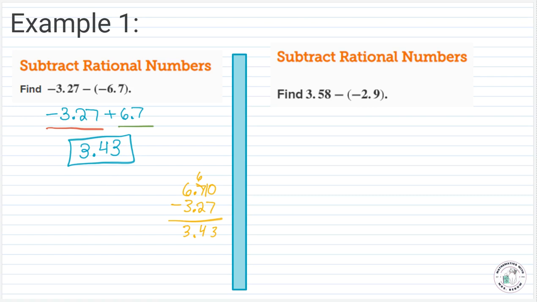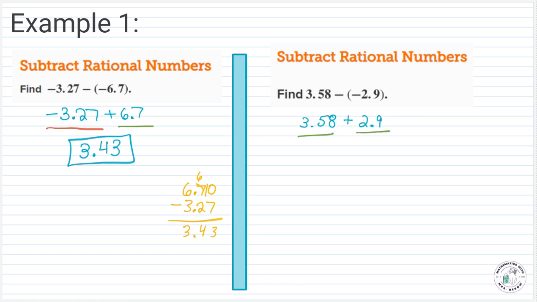Now for the question on the right-hand side, it says we're going to find 3 and 58/100, subtracting the -2 and 9/10 from that. Again, we're going to keep, change, change. So this problem is going to turn into 3 and 58/100 plus +2 and 9/10. And now what's really nice is that these are the same sign. They're both positives, so we're just going to add like normal.